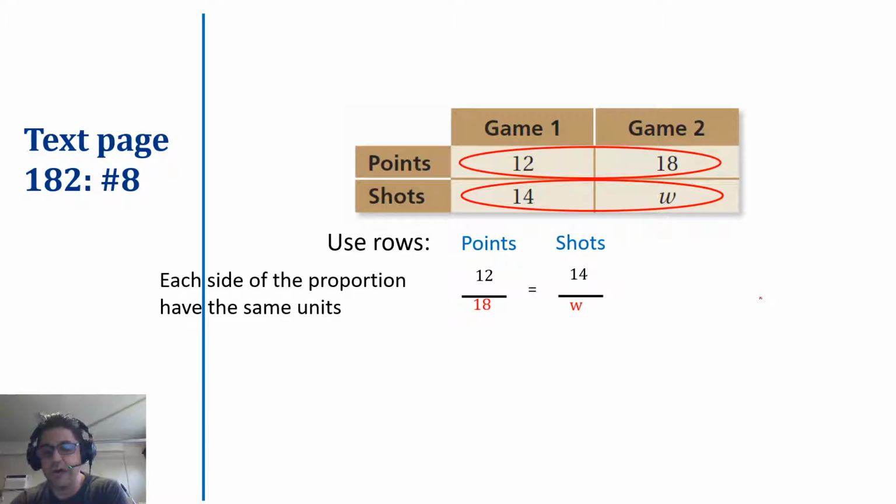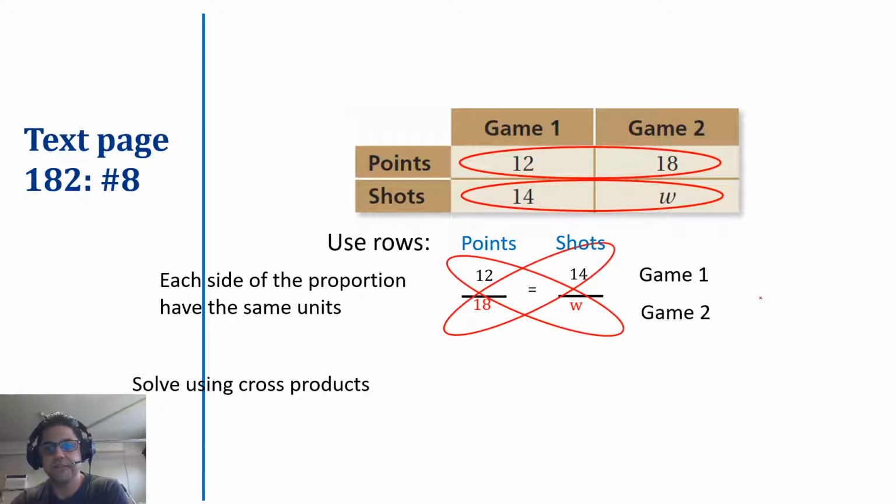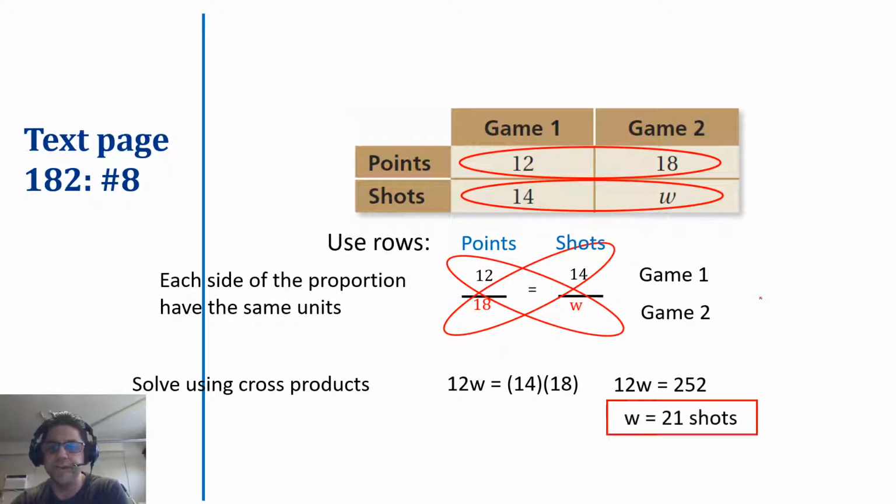So we're still going to cross and multiply. If you notice, it gives us the exact same thing. 12W equals 252. Divide gives us 21. So that is really just a way to set it up, showing you get the exact same answer. But I prefer, again, the columns. 12 over 14, it's already set up nice and neat.